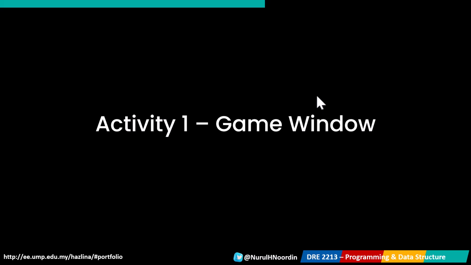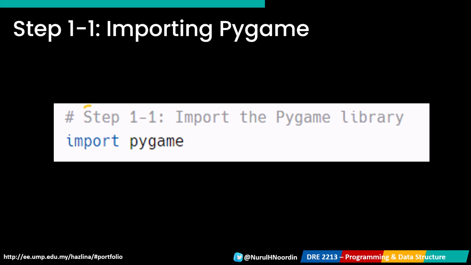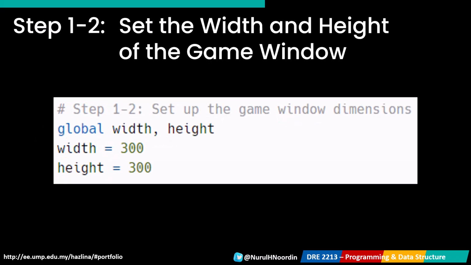Hi, let's start with designing the game window. To use Pygame in our code, we need to import the library. So insert this code, import pygame. Define the width and the height of the game window. Values determine the size of the window where our game will be displayed. We'll make the window 300 pixels wide and 300 pixels tall.